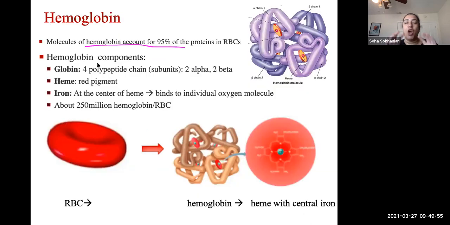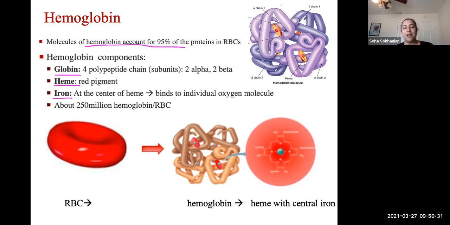So here is a complex looking image, and I want to simplify it for you guys. First I'll talk about the components and then I'll simplify it. So hemoglobin protein, those 250 million hemoglobin, has three components. A component called globin, which is the protein component. A heme component, which basically gives it the red color. And then the iron component, which is a carrier of the oxygen.